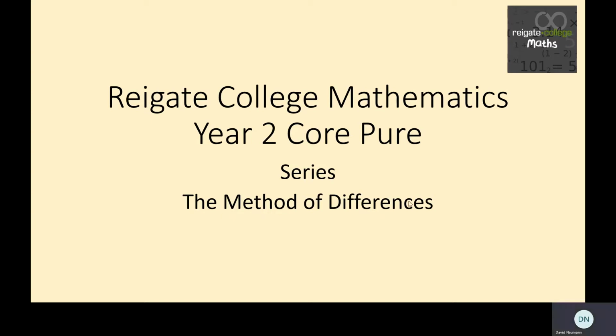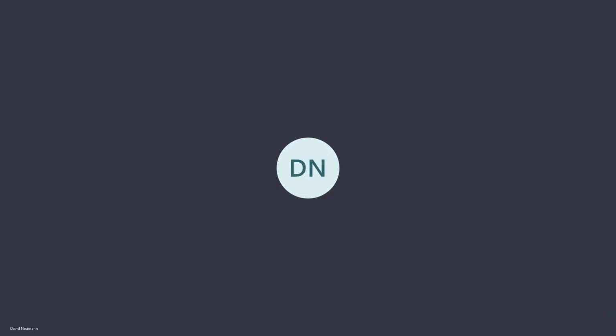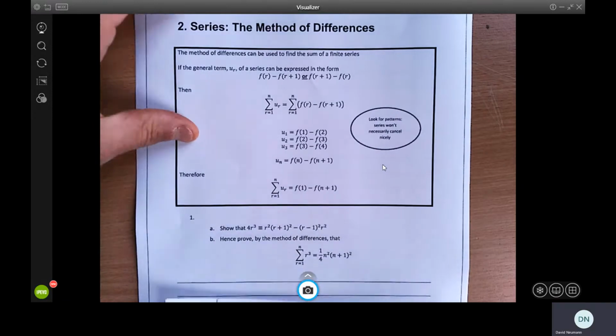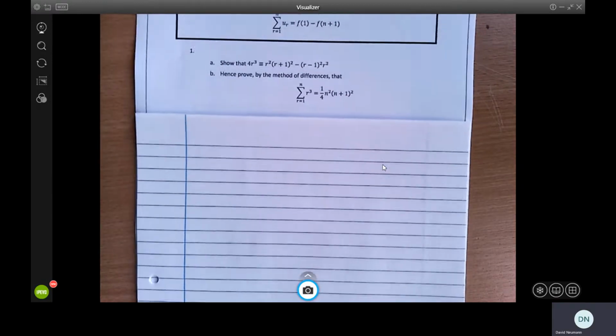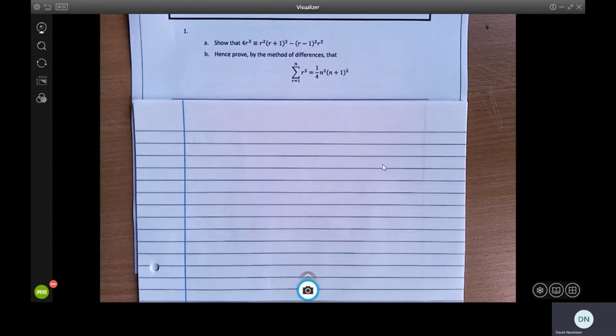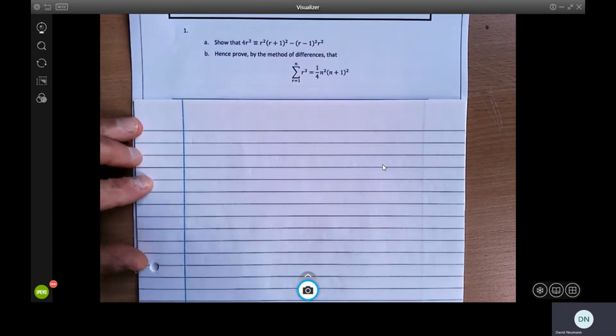I'm going to switch to the visualizer and we'll look at an example, because I think examples are really the way to get to grips with this. So we're going to start with our example 1 here, and I'll show you how this works.